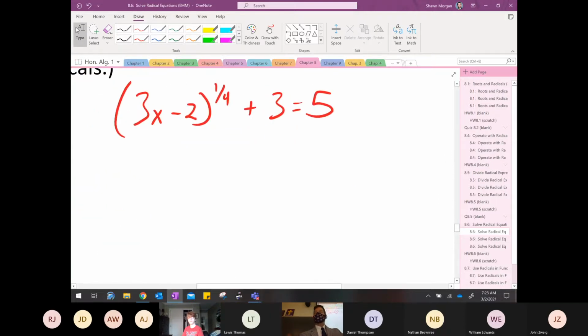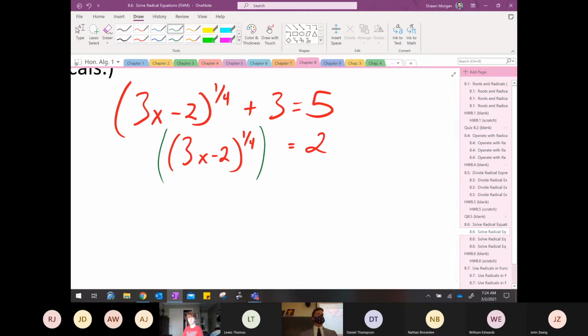Okay? And if I just subtract 3, and then I ask the question, okay, what could I raise both sides to in order to cancel that 1/4 out? What could I raise both sides to the power of?